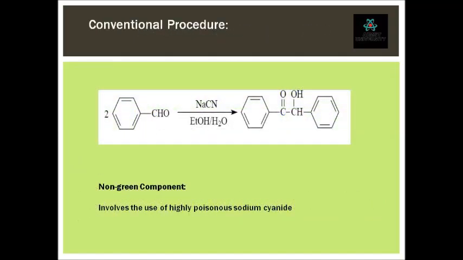Let's see the conventional procedure for the synthesis of benzoin. We take two molecules of benzaldehyde in the presence of sodium cyanide. Alcohol or water gives a condensation product that is nothing but benzoin. The most non-green component of this conventional procedure is the use of highly poisonous sodium cyanide.